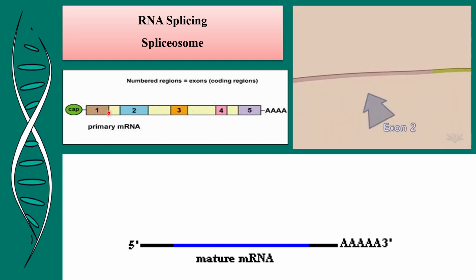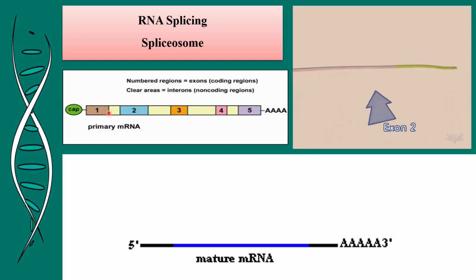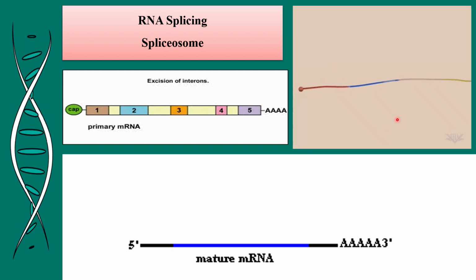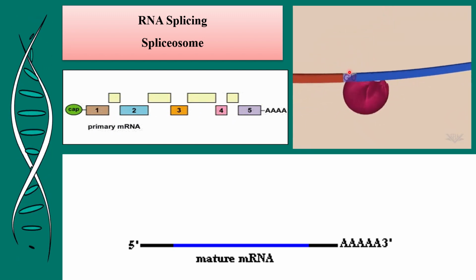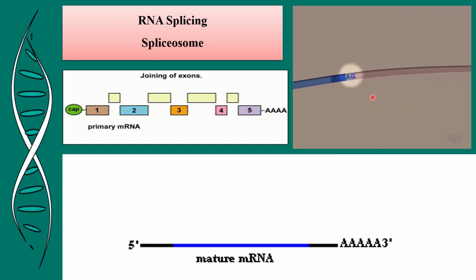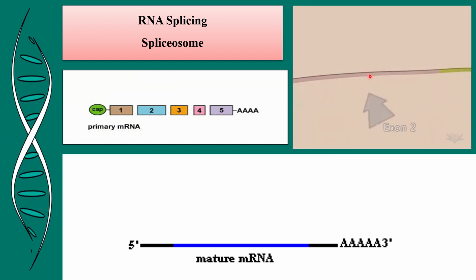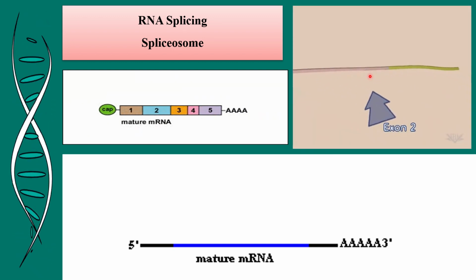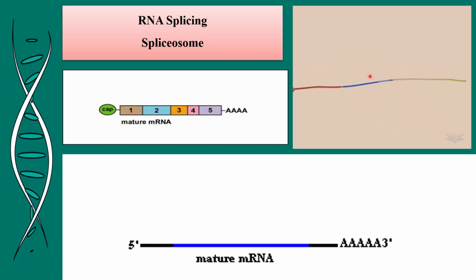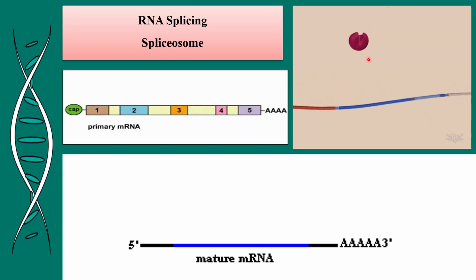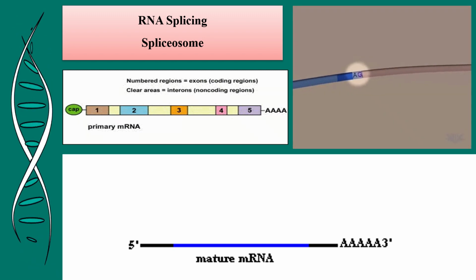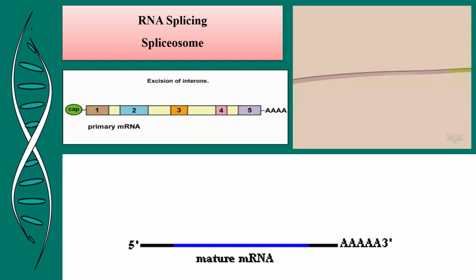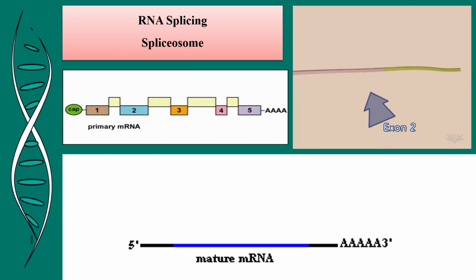So how is this process catalyzed? This is catalyzed by a complex known as the spliceosome. If you see here, this is the spliceosome, which removes the introns and then combines the exons together. The intron regions, the non-coding regions, are cut out by the spliceosome. And this process is specific only to the eukaryotes.